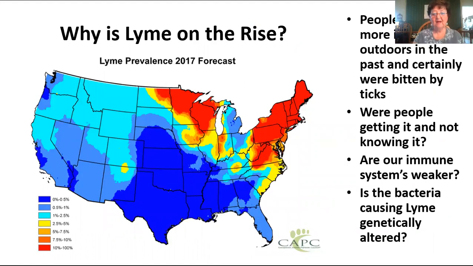But I find this particular chart quite interesting. Lyme Prevalence 2017 forecast, and you can see, look at the eastern states, and then it flips over here to Illinois, Wisconsin, upper Michigan. And of course, these are heavily forested areas.